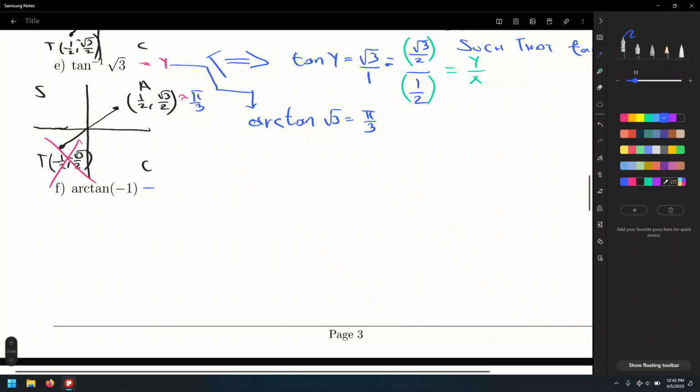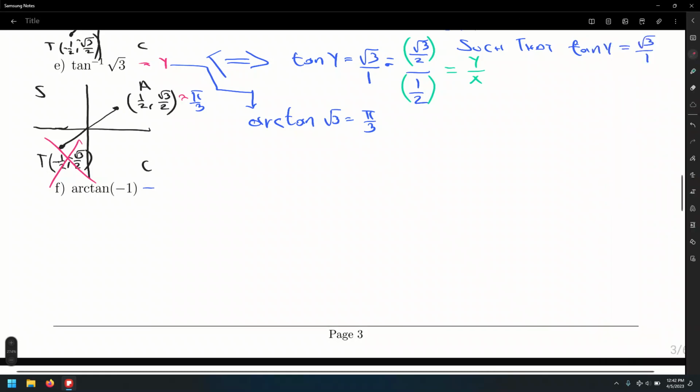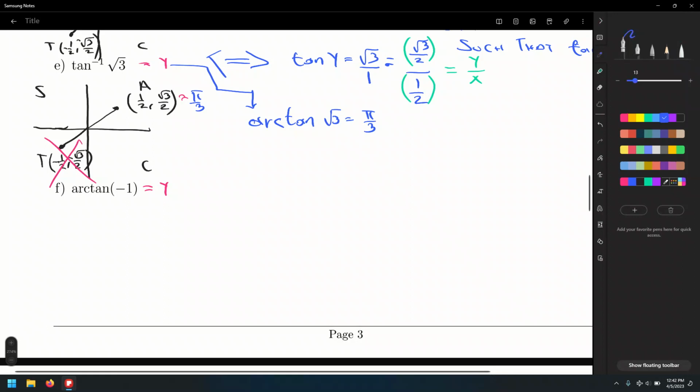Again, in the end, the result will be just another number, any number, call it y. By inverse function definitions, this means tangent y equals -1. All right? I wonder how can we get that -1.